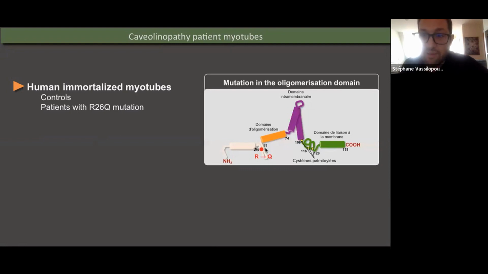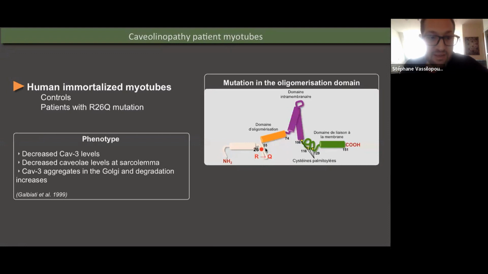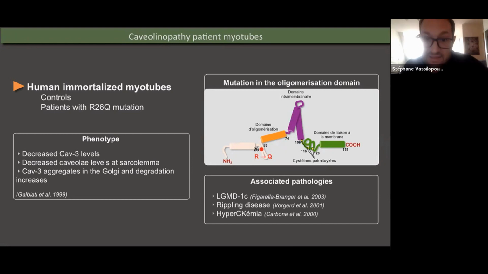It's in the oligomerization domain of caveolin 3, and the phenotype of these patients is, at the cellular level, a decreased caveolin 3 level at the plasma membrane, less caveolae at the sarcolemma, and an accumulation of caveolin 3 at the Golgi of these patients. And this mutation is associated with the most severe cases of limb-girdle muscular dystrophy 1C form, with rippling disease and with high CK levels.